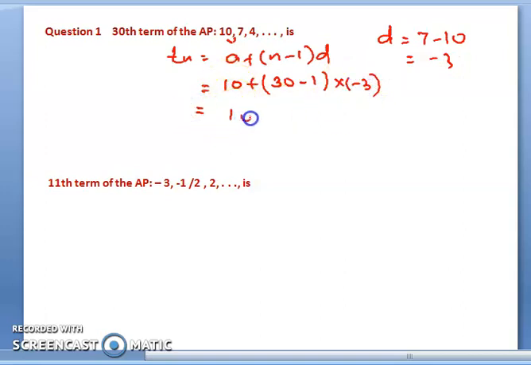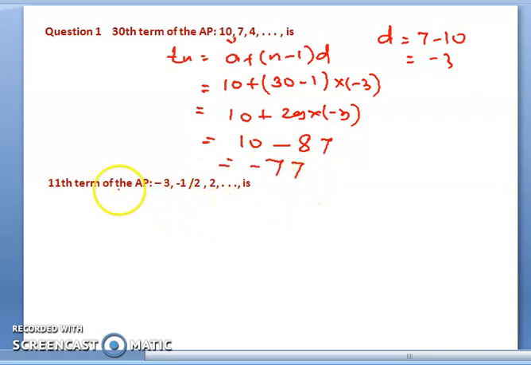So 10 plus 30 minus 1, which is 29, into minus 3. What we'll do is multiply. Plus and minus is minus, 9 into 3 is 27, 3 into 29 is 87. So the answer is minus 77.